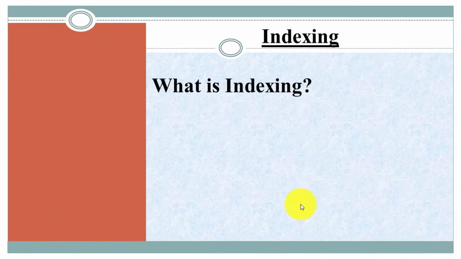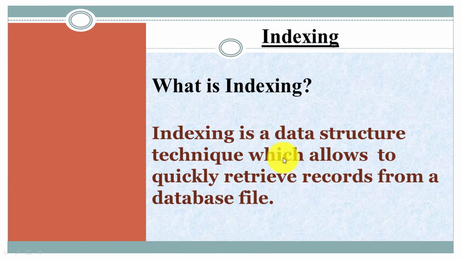Now what is indexing? Indexing is a data structure technique which allows us to quickly retrieve records from a database file. Indexing is nothing but a data structure, and it is a technique or a kind of method which allows quick retrieval, or makes fast accessing of records from a database file. So basically indexing is a data structure used for fast accessing of data or records.